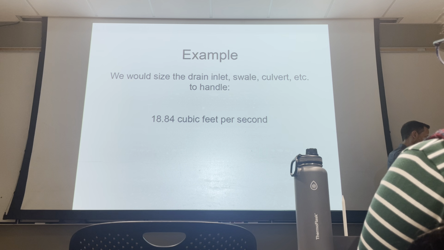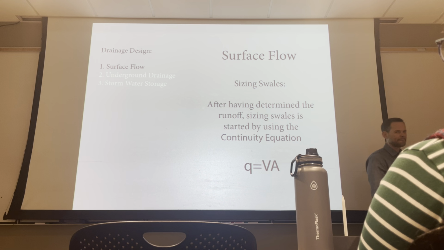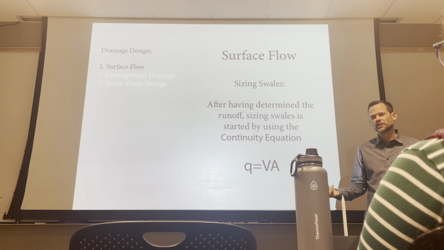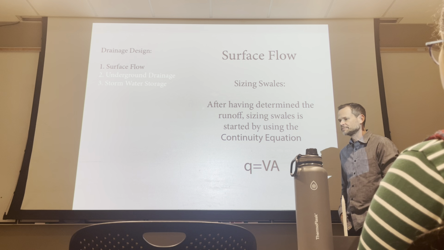So we would then size the drain inlet or the swale or the culvert to handle 18.84 cubic feet per second. Okay, that's the watershed part of this whole project. How much water comes off our site? That's all we just did. How much water are we talking about? Okay, we got 18.84. Part 2.